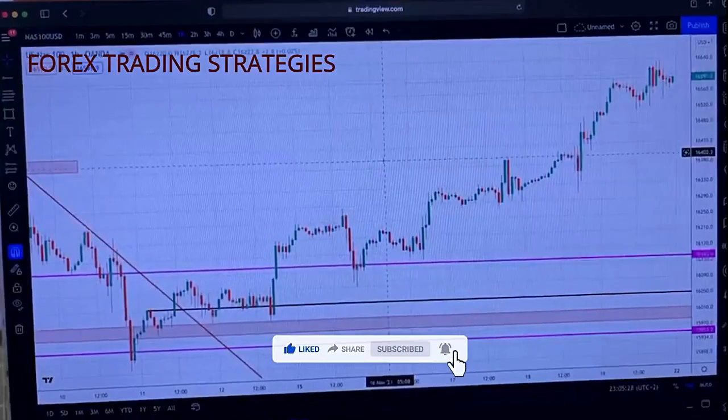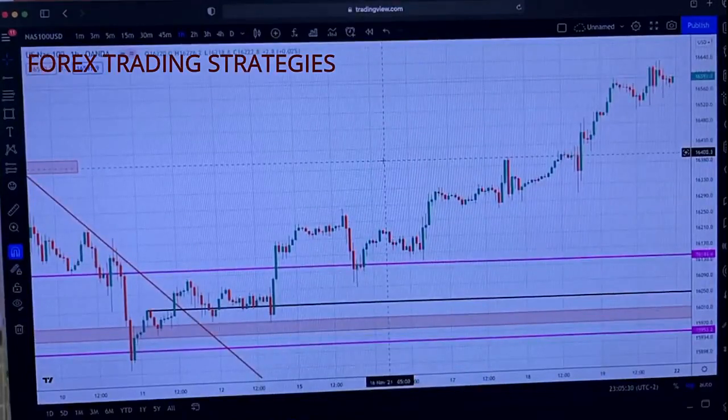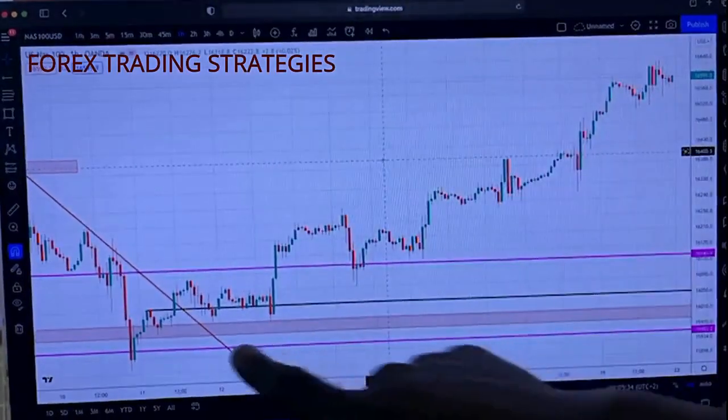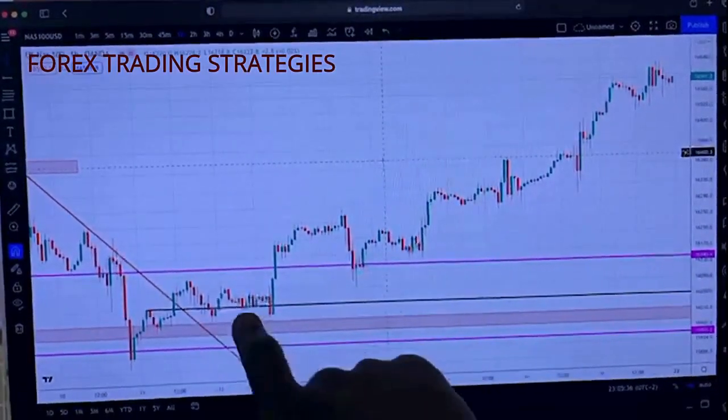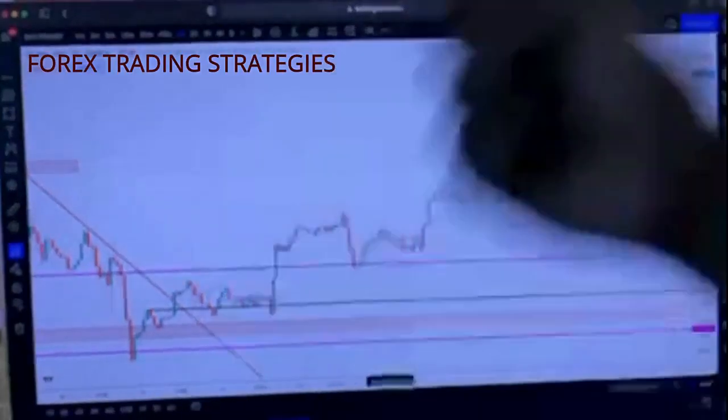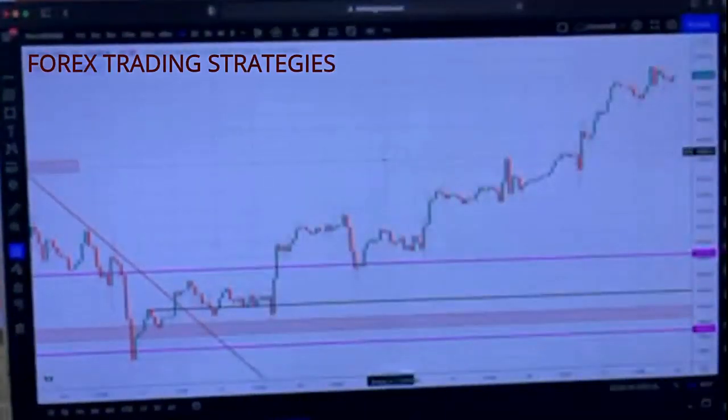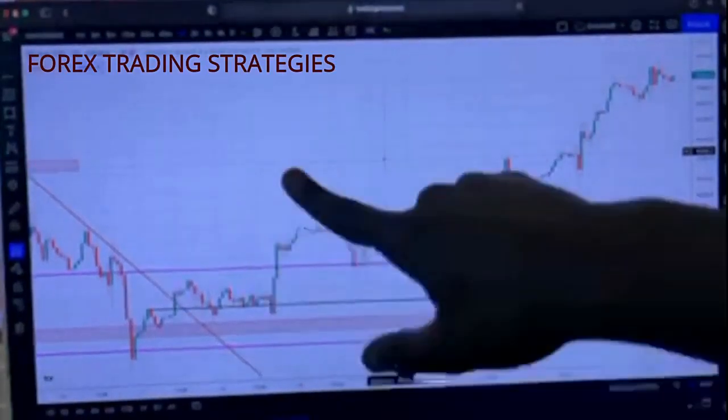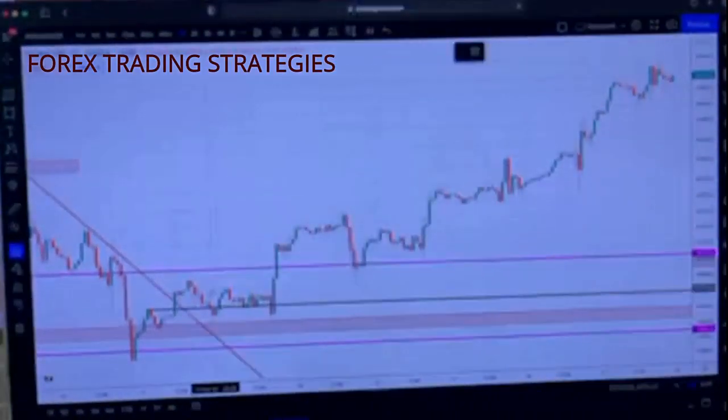NASDAQ is easy, guys. This analysis, you use it on all of them. So I don't have to go and analyze US data or whatever. If you want me to, I will. But this is how you break it down. This is your first entry point on 1 hour, second entry point, third entry, fourth. You keep adding. And the moment it pushes up, you don't panic.